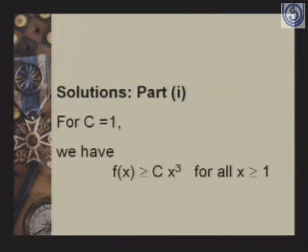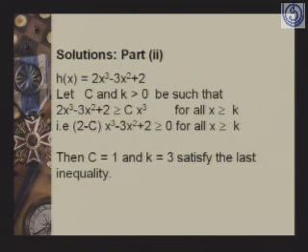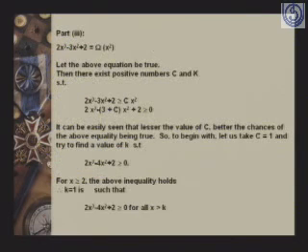In this particular case, we have to show f(x) is greater than or equal to c x cube for all x greater than k. Here the inequalities have been changed as compared to the previous case, and we know f(x) is equal to 2x cube plus 3x plus 1. So replace f(x) by 2x cube plus 3x. We will be getting h(x) is equal to 2x cube minus 3x plus 2. Let c and k be greater than 0 such that 2x cube minus 3x square plus 2 is greater than c x cube, and ultimately on simplification we get the value of c is 1 and k is equal to 3, which satisfies the inequality, and hence the proof.